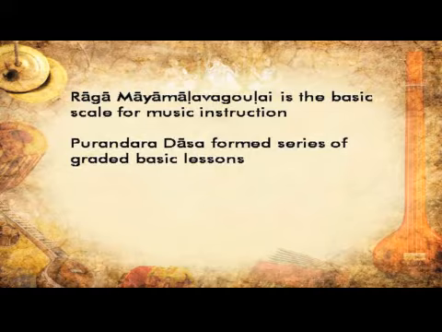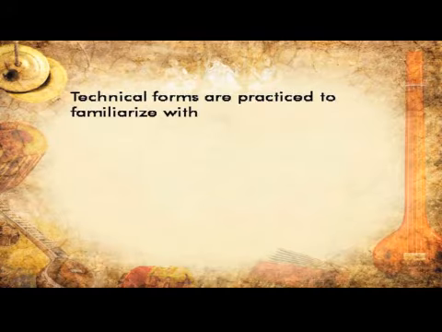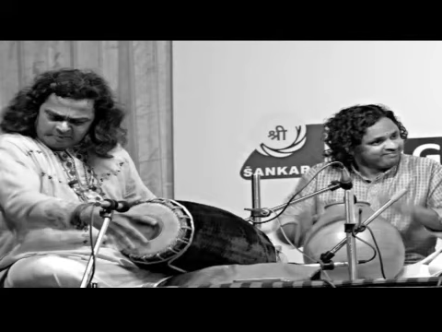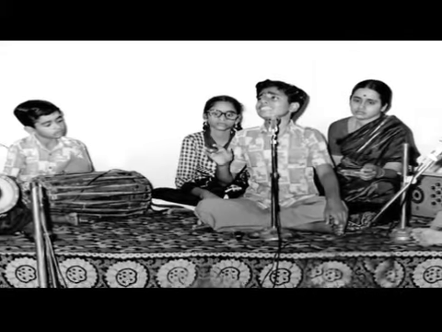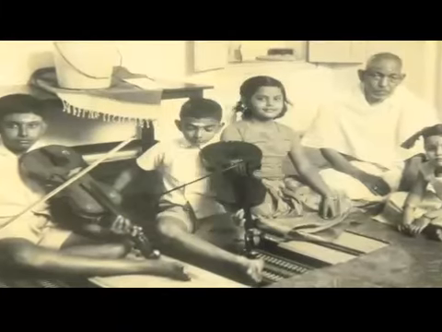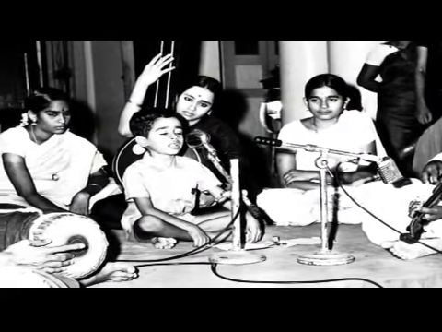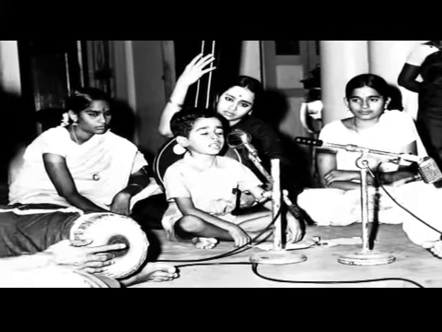He introduced the raga Maya Malava Gaulai as the basic scale for music instruction and fashioned a series of these graded basic lessons. Technical forms are studied and practiced first to get acquainted with the basic elements of music, namely Shruti Jnana, Swara Jnana, and Laya Jnana. They help the students in developing good vocal and instrumental technique. Melodic forms enable a student of music to acquire deep knowledge in the various ragas, their subtle aspects, and help them to perform all the aspects of Manodharma Sangeeta with ease and confidence.